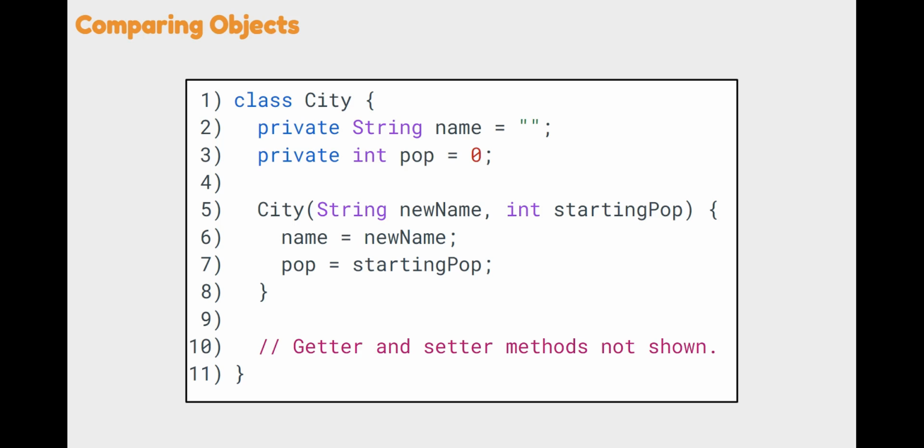Here's an example of a class that we might use to represent a city object. On lines 2 and 3, we have our instance variables, a string to hold the name of the city, and an int to hold the population of the city. On line 5, you will see our constructor, in which we will accept a string for a name and an int for a starting population. We will take those parameter values and store them in the instance variables on lines 6 and 7. And line 10 tells us that we have getter and setter methods that are not shown.